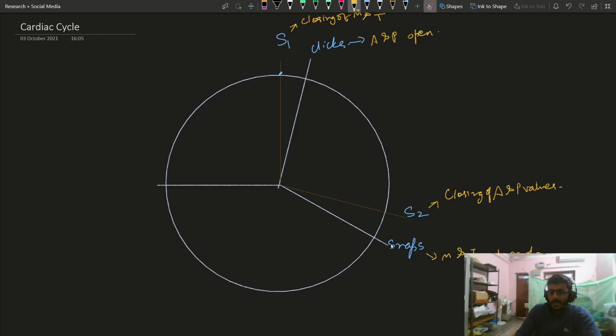Now, as it enters the diastolic period, the blood needs to enter from the atrium into the ventricle. So this opening is called the snap, when the mitral and tricuspid valves open for the blood to drain from the atrium to the ventricle.